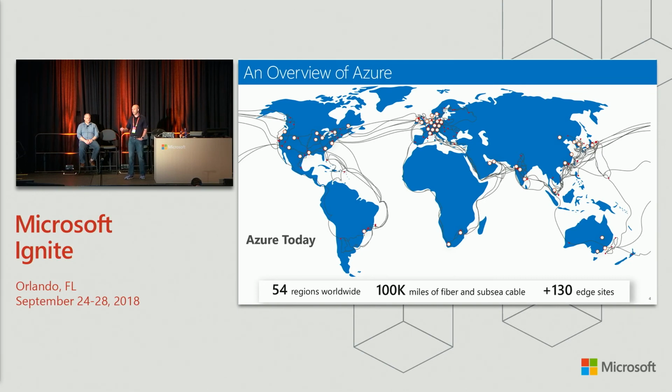In order to do that, we've laid over 100,000 miles of fiber and cable, crossing the world many, many times. It's a phenomenal amount of connectedness to put this all together. On top of that, we also have over 130, and growing, edge sites around the world, again bringing those services even closer to the customer for things like Bing, Office 365, and other applications, to make sure we're right where you are and where you want to be.